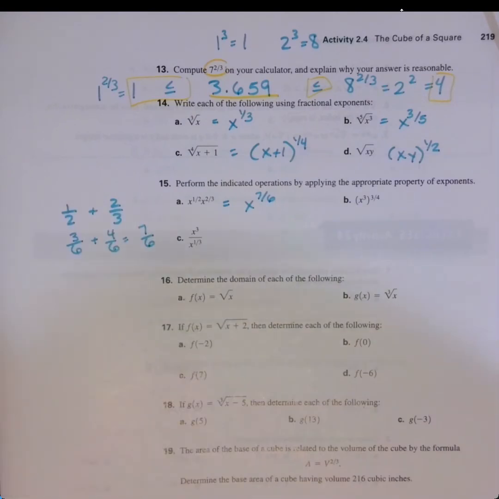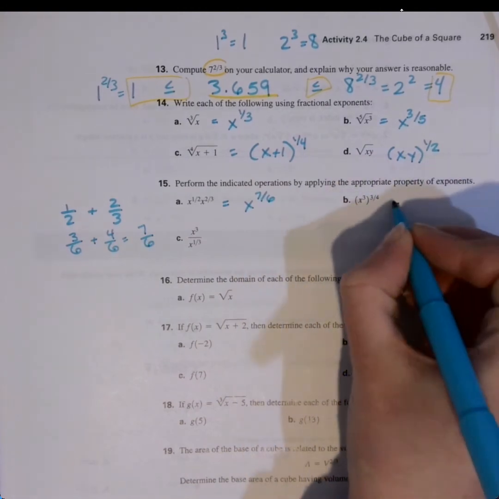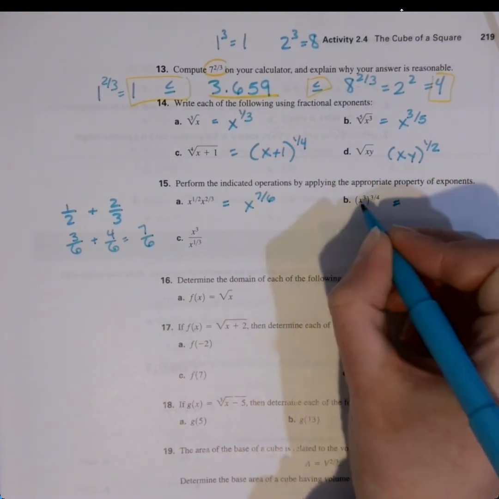All right, and then over here, this is power on a power, so those two powers are going to multiply. So when I multiply those together, I need to multiply 3 times 3/4.